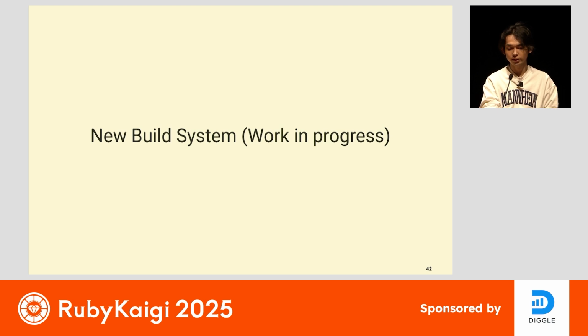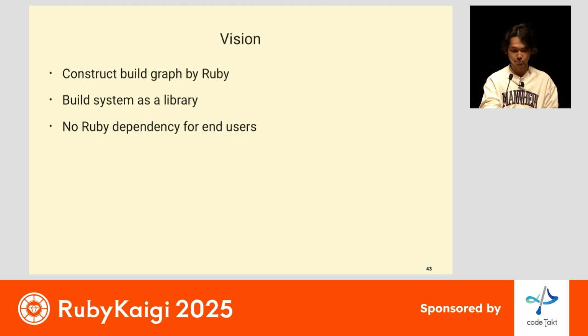So with those goals in mind, I have been working on a new build system. It's still very much a work in progress, but let me show you what it looks like today and how we address our challenges. The vision for this new build system has 3 key points. First, we use Ruby to construct the entire build graph, giving us the expressivity we need. And second, we make the build system available as a library. And third, despite using Ruby for development, we ensure that the end user will not need to install Ruby to build Ruby.